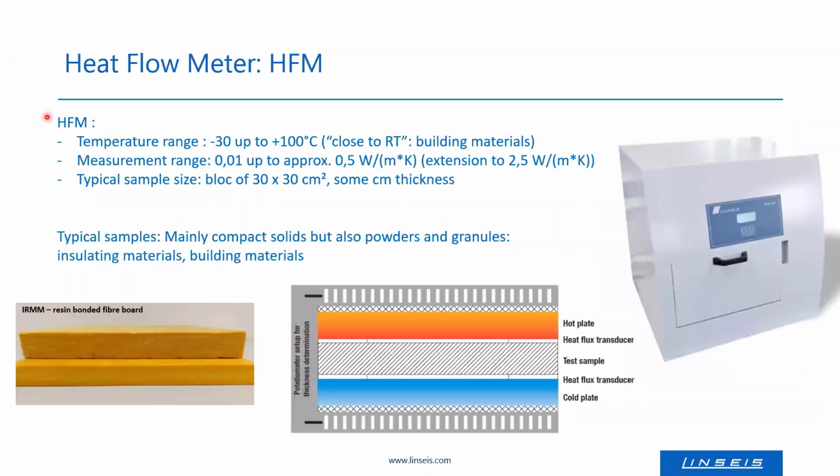Heat flow meters are mainly used to analyze building materials and insulation materials. And for this reason, the temperature range is quite close to room temperature. Depending on the model, it is included in the range of approximately -30 to +100 degrees centigrade. The measurement range is restricted as well to quite low values, as they are required for insulating and building materials.